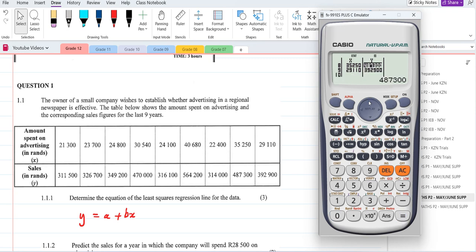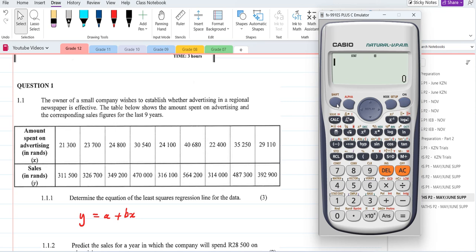Let me just double check everything if I've entered them correctly. So we got 21,300 and 311,500. That's correct. 23,700, 326,700. Then 24,800, 349,200. Then 3540, 470,000. 24,100, 316,100, 4680, 564,200. Make sure you check all the coordinates. 22,400 with 314,000, 35,250 with 48,000, 487,300, 29,110, 392,900. I think I'm good to go.